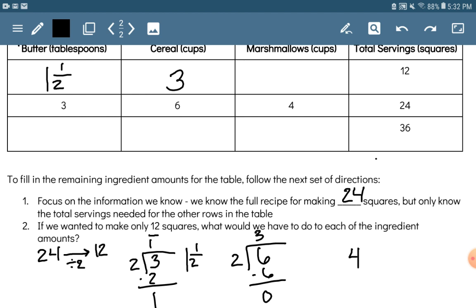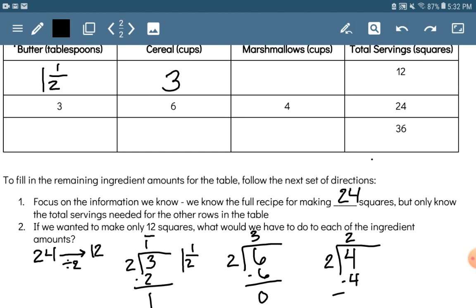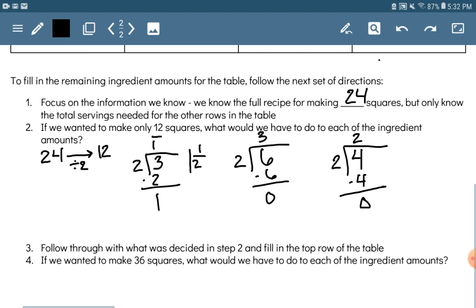Finally, I need to adjust my marshmallow amount. Originally, I needed 4 cups of marshmallow, but now that I'm changing my serving size, I need to divide by 2. 2 can go into 4 2 whole times with nothing left over. Therefore, to make 12 servings, I need 2 cups of marshmallows. We now have step 3 done. We followed through what we decided in step 2, and we filled in that top row of the table.